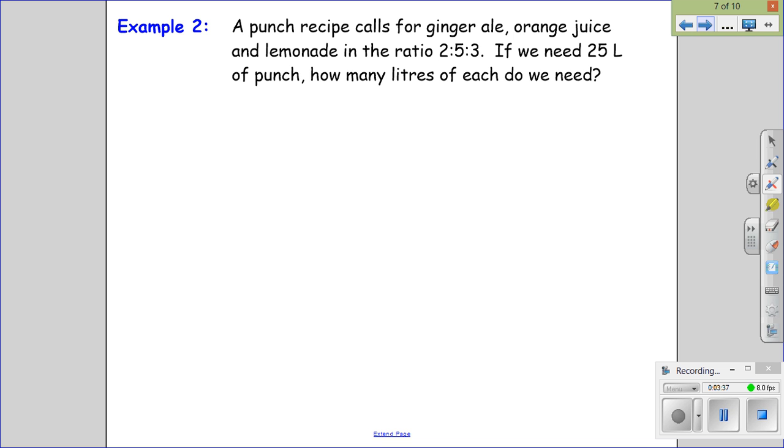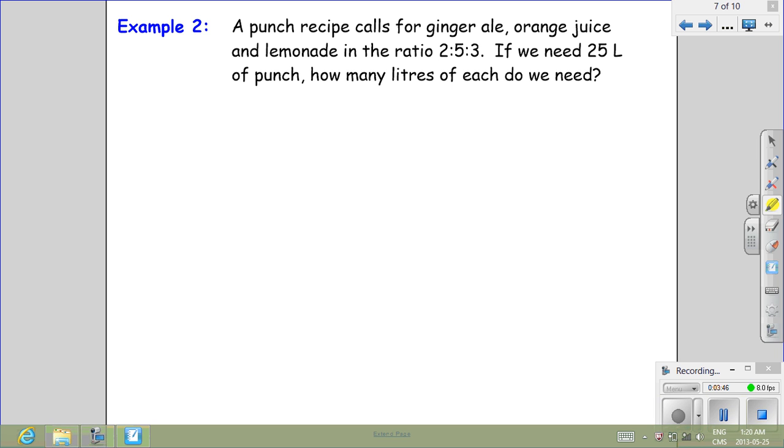A punch recipe. We all make punch. Sometimes we throw it all in together, but sometimes there's actually a recipe you can follow. Okay, so we've got a punch recipe that's going to use ginger ale, orange juice, and lemonade in the ratio 2 to 5 to 3. If we need 25 liters of punch, how many liters of each do we need?